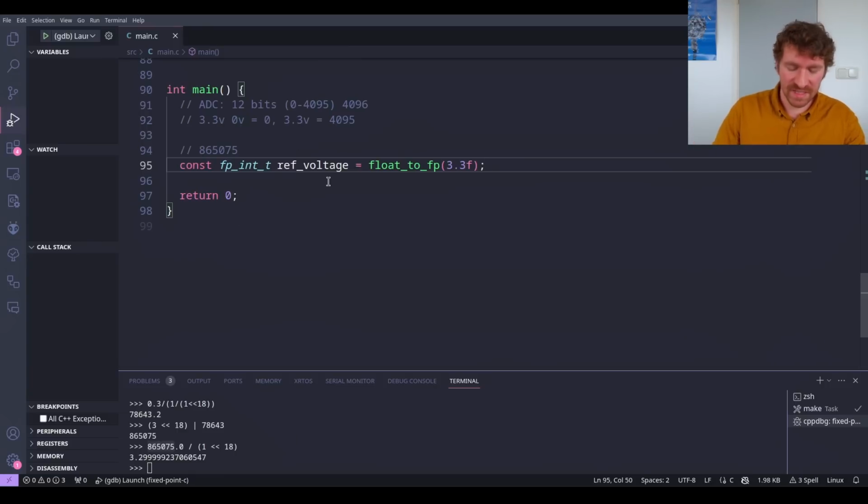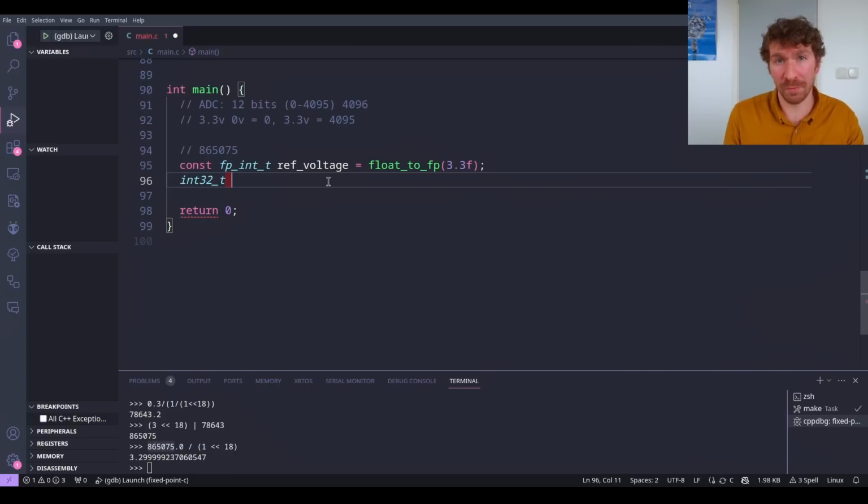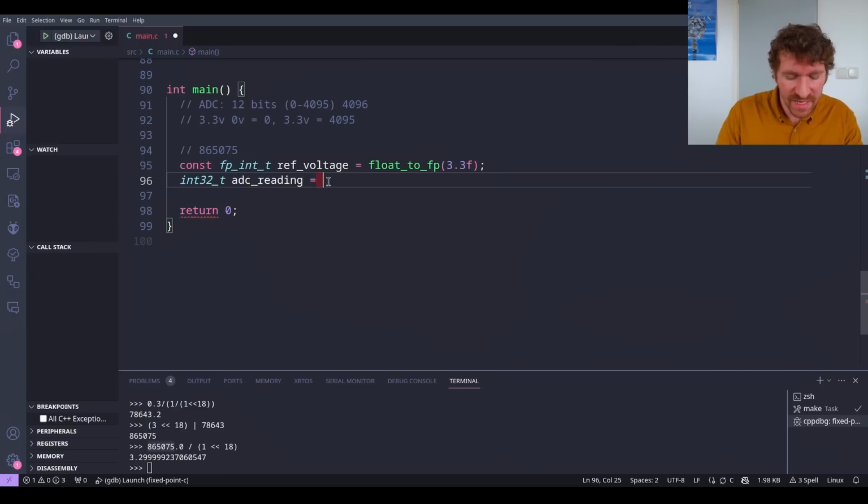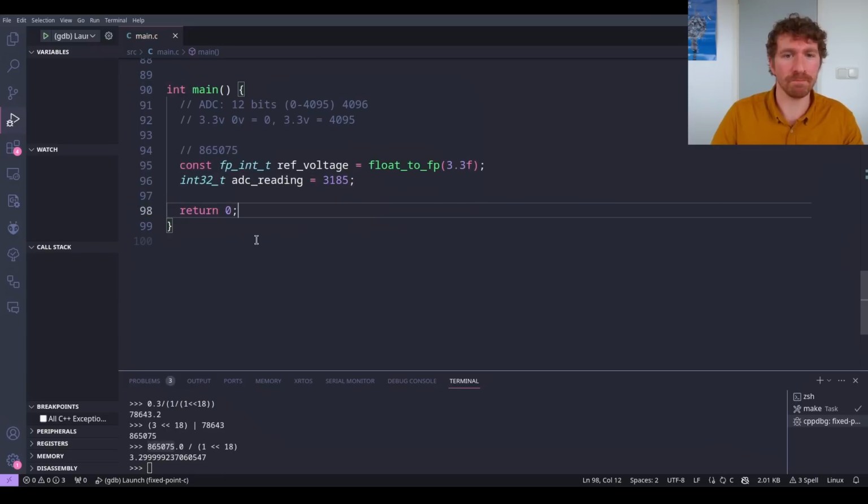So we've read an ADC reading. Let's say we're going to get an integer value. It's 12-bit, so it's a 32-bit integer, but it's 12-bit. We're going to get an ADC reading, right? And let's say our ADC reading was 3,185. That's the value we got given this time.